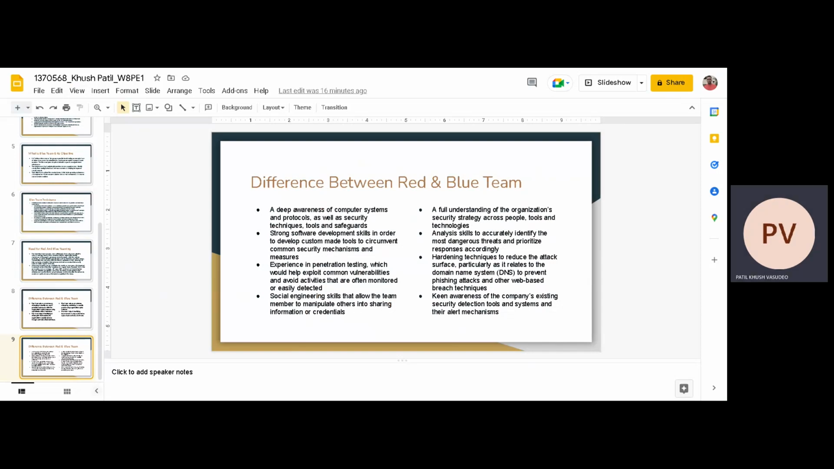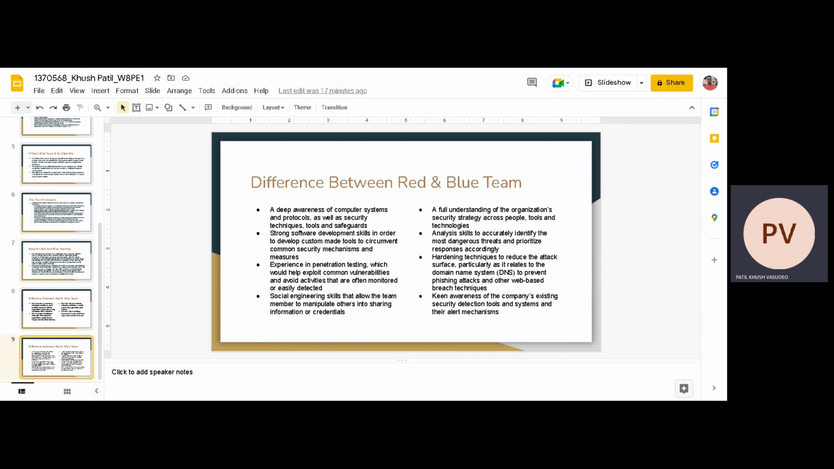Blue teaming is to understand the security strategy of the organization across the people, tools, and technologies, identifying the threats and prioritizing the responses according to them. Hardening techniques to reduce the attack surface, basically to remove vulnerabilities and ensure that the servers are up to date, patched, and configured properly to avoid being exploited.